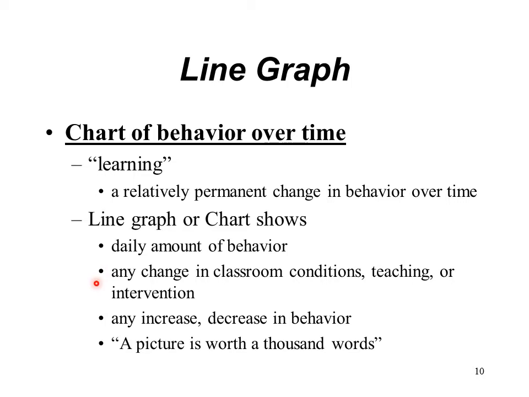So if you want to indicate a change that you did on a graph, you draw a vertical line that separates the data points, and then you label it with the type of change that you made. It also shows if you've had any decrease or increase in a behavior. Obviously, what you're looking for is changes in behavior that correspond to changes in intervention that you made. So it's a way of verifying if your intervention has caused a change in the student's behavior.